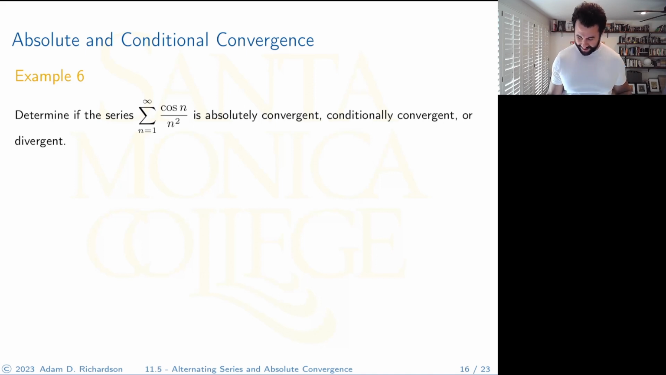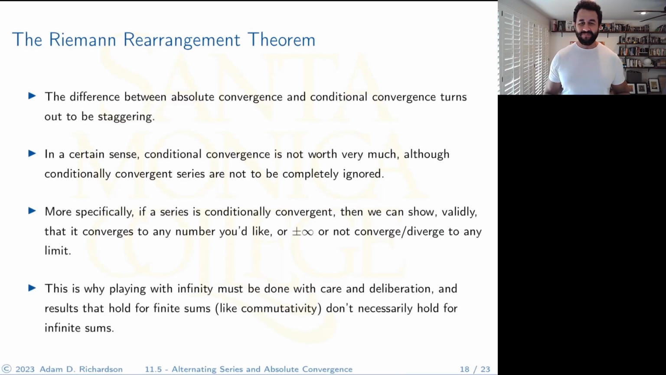All right, but now let's talk about the Riemann rearrangement theorem and see a really, really bizarre result. It turns out that the difference between convergence, absolute convergence, and conditional convergence can be very staggering. In a certain sense, conditional convergence is not worth very much, although conditionally convergent series are not to be completely ignored. You'll see what I mean in just a moment, but absolute convergence is really what you want because absolute convergence lets you do a lot more than conditional convergence.